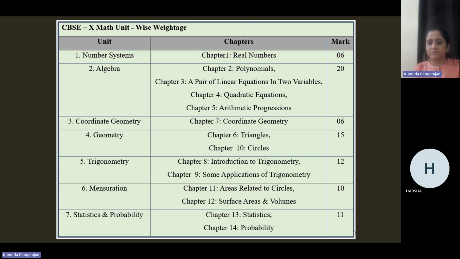So then triangles. I said coordinate geometry. This chapter, yes, is introduced to you in class 9, coordinate geometry. The Cartesian plane, the Cartesian system, x-axis, y-axis, first quadrant, second quadrant, third quadrant, fourth quadrant.